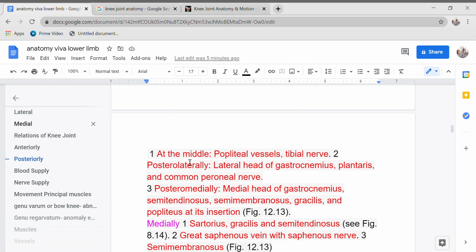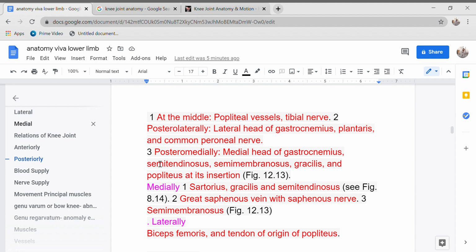So you should know what is posterolateral, what is posteromedial, what is at the middle. At the middle, you have popliteal vessels and tibial nerve. Laterally, lateral head of gastrocnemius and common peroneal nerve. Whereas medially, medial head of gastrocnemius, semitendinosus, semimembranosus, gracilis and popliteus.